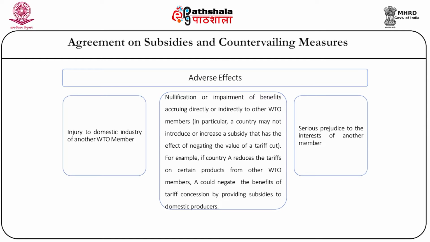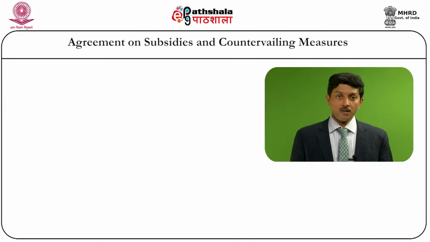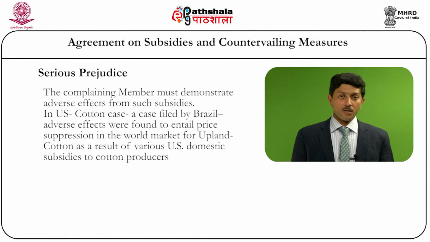The third important category constituting adverse effect is serious prejudice. The subsidy causes serious prejudice to the interest of the other WTO member. So, in order to prove serious prejudice or on the whole adverse effect, the complaining member must demonstrate that adverse effect from certain subsidies are causing certain kind of effects.